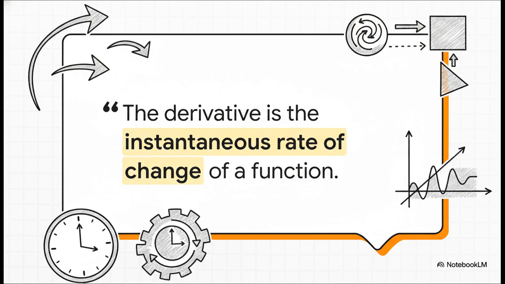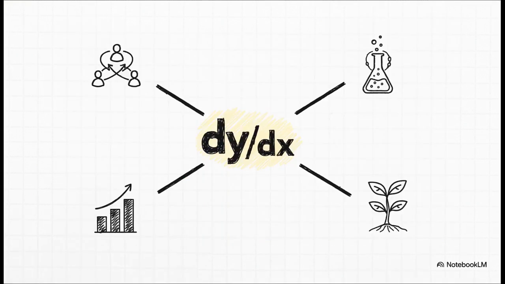The derivative isn't just some abstract formula you memorize for a test. It literally means the instantaneous rate of change. It's the mathematical language we use to describe a world that is constantly in motion. And once you start thinking in terms of rates of change, you see this concept pop up everywhere.